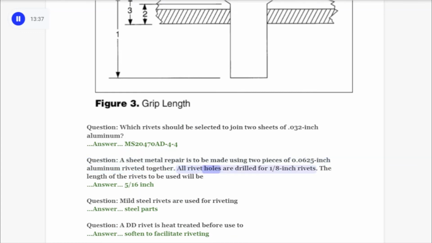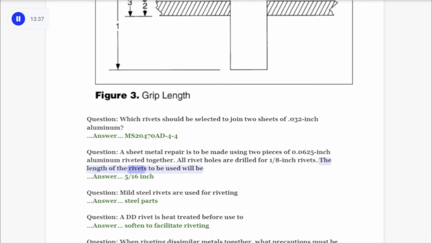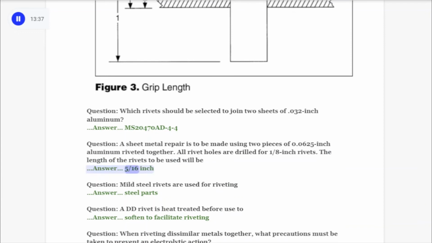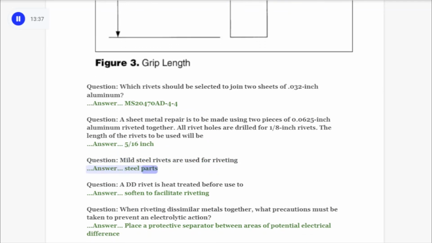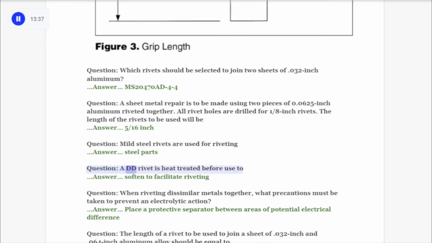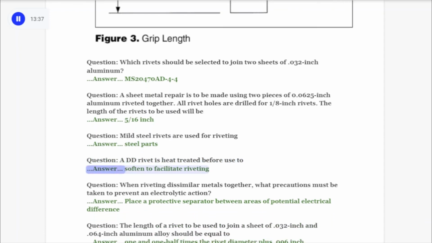All rivet holes are drilled for 1/8 inch rivets. The length of the rivets to be used will be? Answer: 5/16 inch. Question: mild steel rivets are used for riveting. Answer: steel parts. Question: a DD rivet is heat treated before use to? Answer: softened to facilitate riveting.